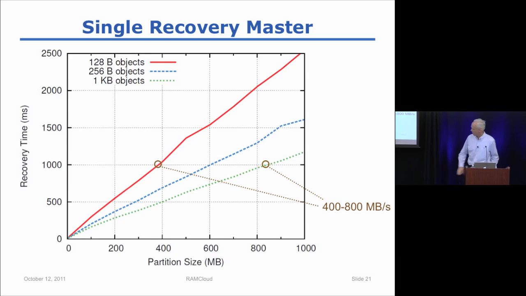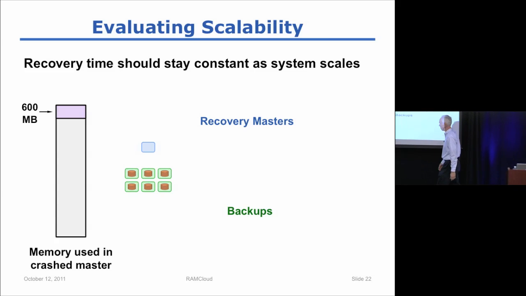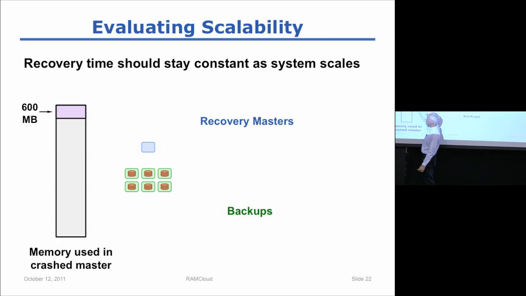So for the rest of the experiments, I'm going to use 600 megabytes, just the midpoint of that range. And the next experiment is, how scalable is this? The key thing is, can we really scale using a big cluster to recover a lot of data really fast? So the experiment we did is we start off with a really simple configuration, a crashed master with one 600 megabyte partition, one recovery master, and 6 backups.